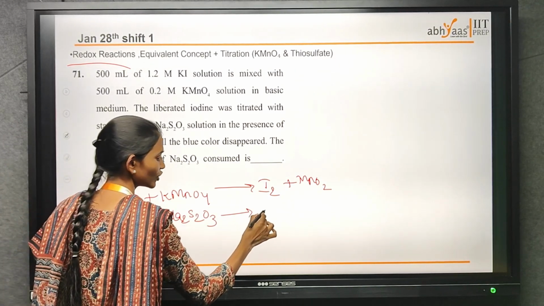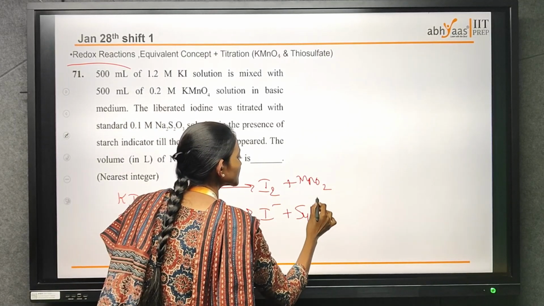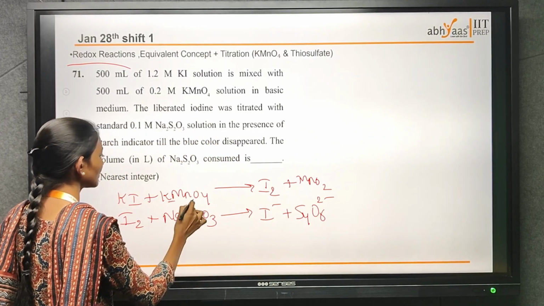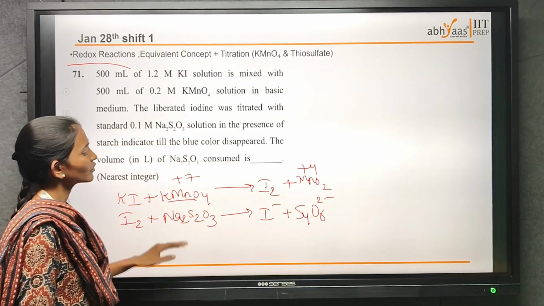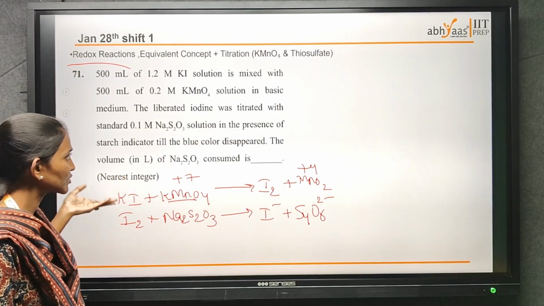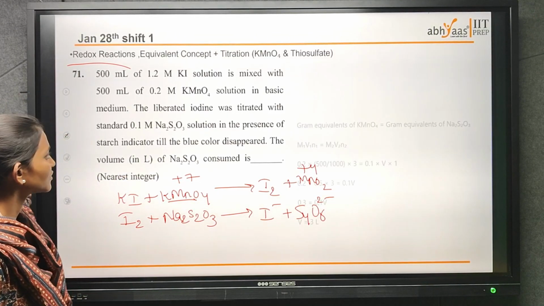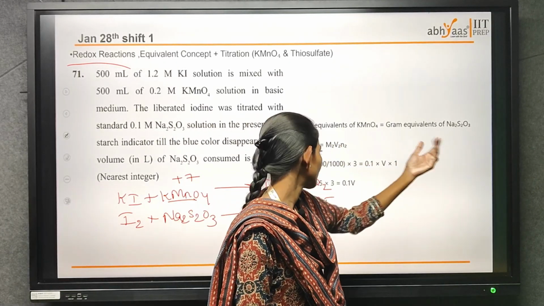Na2S2O3, right? So you are getting S4O6 2-. So here, what is happening? Plus 7 to plus 4, right? So for this question we need to apply the equivalent concept, number of gram equivalents or mole concept. You will get your answer, which is gram equivalents of KMnO4 equals gram equivalents of Na2S2O3.